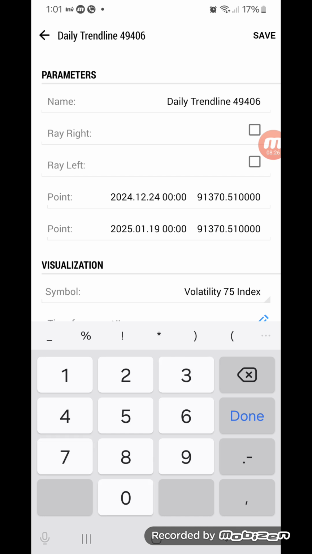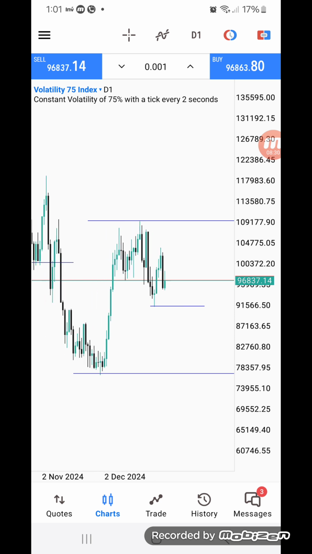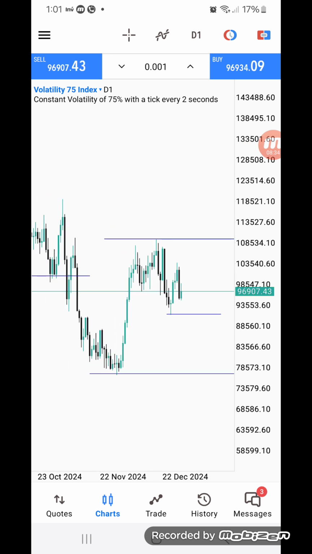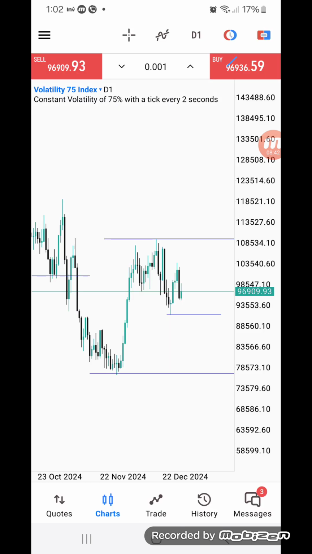That's our sell side liquidity on the daily time frame. So after that, what else can you spot? What other point of interest can you spot on the daily time frame? The other thing I can spot on the daily time frame is something we call a rejection block.